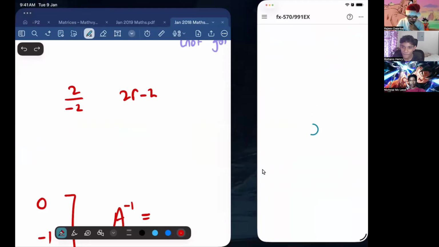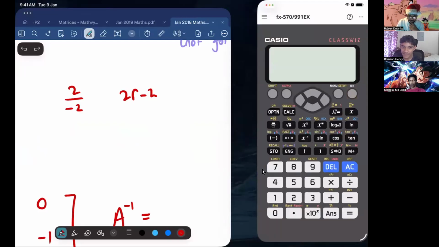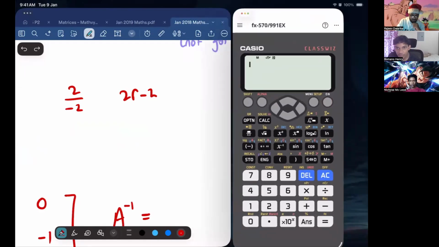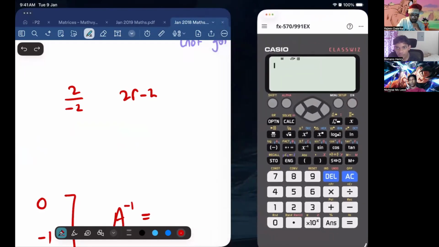Sir, when buying a Casio, which model is best? This is the 570 or the 991EX. You see, the model is, what's that? My computer is really lagging and I can't even annotate. But you see at the top by the tree, the red, the yellow, and the green, you see the FX 570 and 991EX. That's the model.